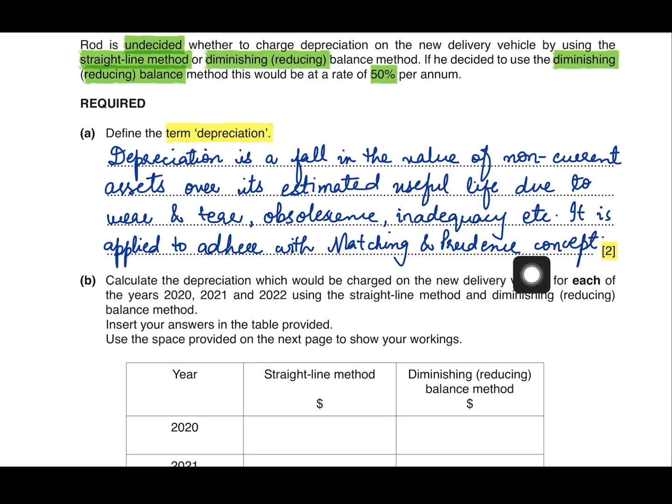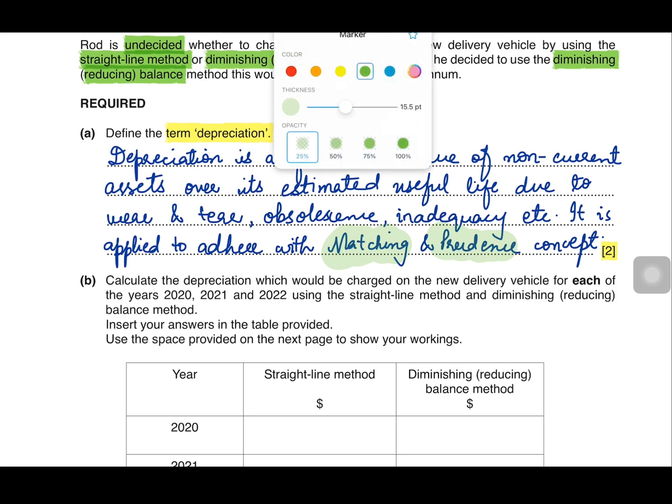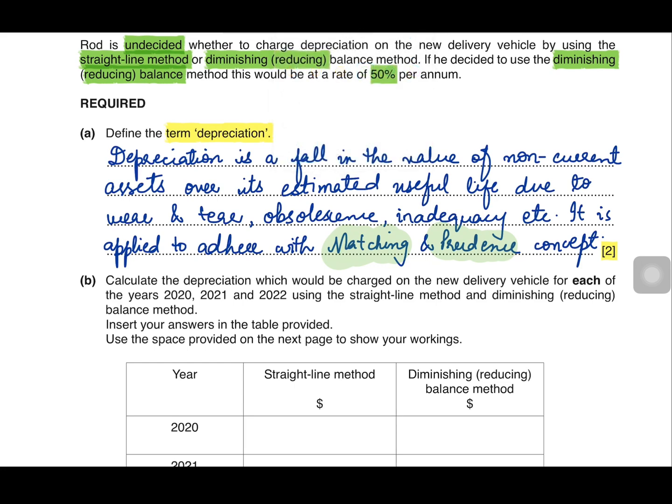That is the concepts that ask us to apply depreciation on the non-current asset, and these are the matching and the prudence concept, right? We know that matching asks us to match the benefits which are being earned from the use of non-current asset with its cost, so every year we charge depreciation to adhere with the matching concept. Prudence asks us to not overstate our profits. If I am not calculating depreciation, I am not showing a fall in the value of my non-current assets, and I won't be applying the prudence concept then, right?